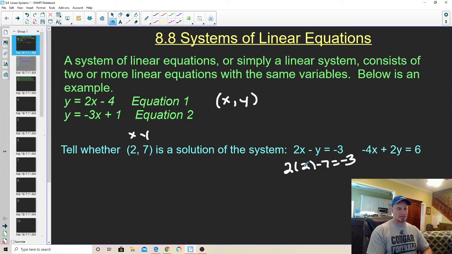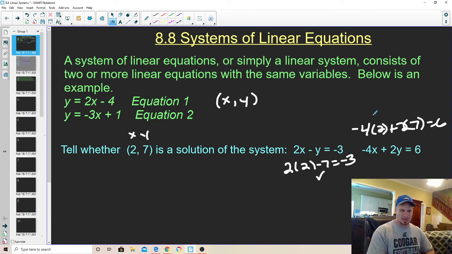So we're going to do the math. We got 4 minus 7. Does that equal negative 3? Okay, it does. So this is a true statement. Over here, what we want to do is substitute negative 4 times 2 plus 2 times 7. And we want to see if that equals 6. Okay, so negative 4 times 2 is negative 8. That's positive 14. This positive 14 plus negative 8 equals 6? Yes, it does. So this one's true. So because it's true in both of them, it is a solution to the system.